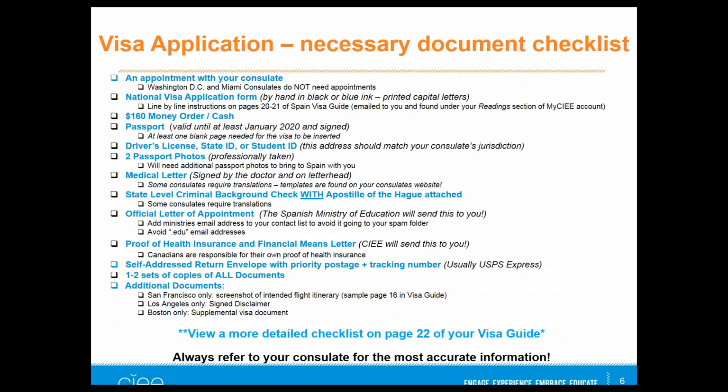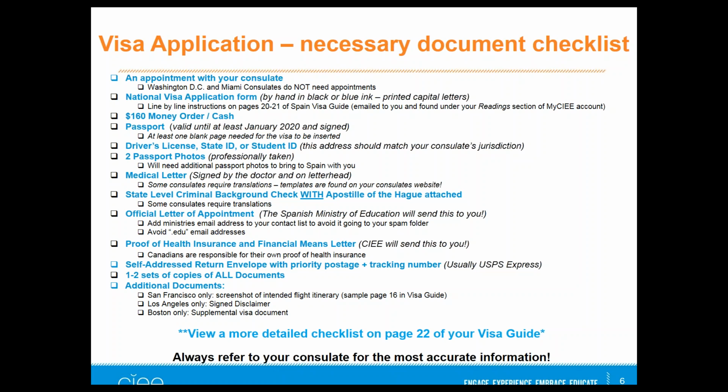The visa application is going to ask for personal information. It's going to ask for your name, your date of birth, program information. We do have a line-by-line instruction guide on pages 20 and 21 of your visa guide. And again, your visa guide is under the reading section of your MyCIE account.